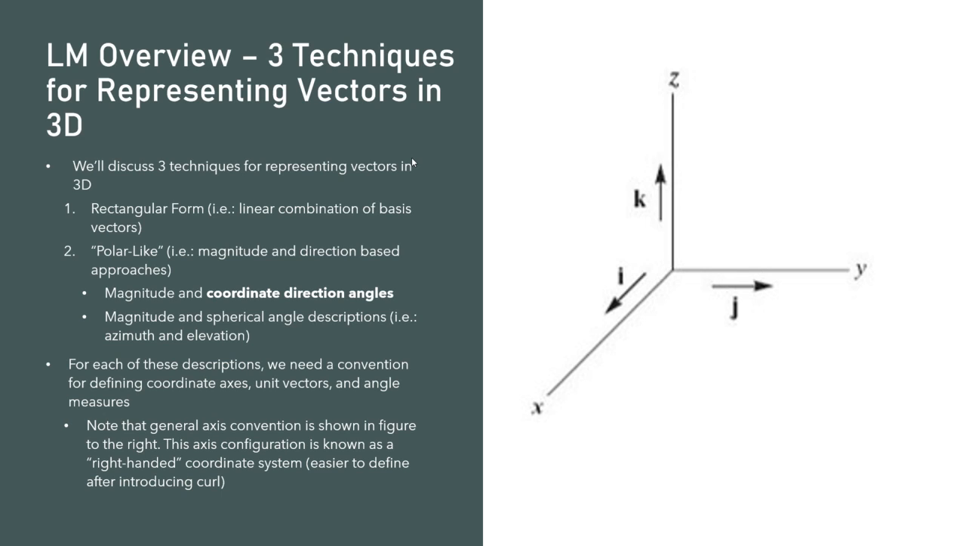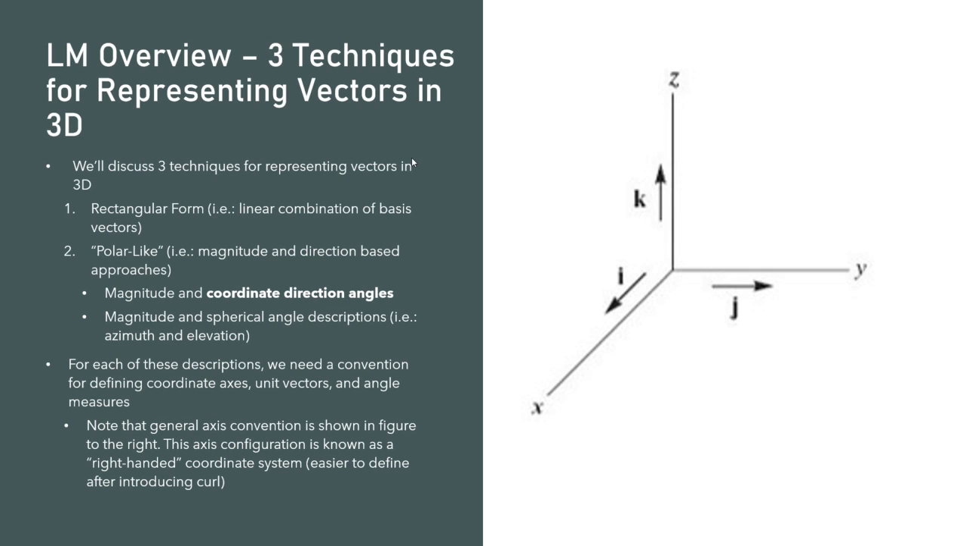So the book uses the coordinate axes convention that's shown to the right. Two things to note about this. Notice that the unit vector along the z direction is denoted as k hat. It's bold-faced here, but when I write it by hand, I'll put a little hat over it. And in addition, you should know that this is referred to as a right-handed coordinate system.